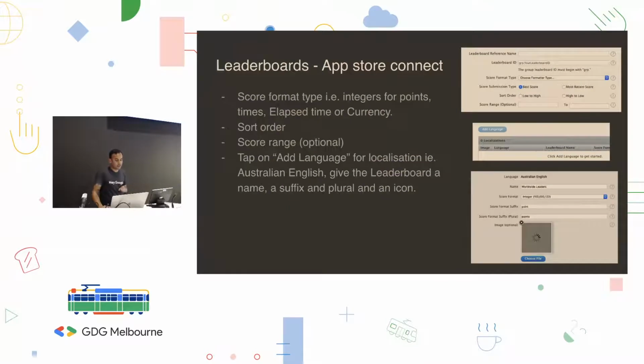Once you've done that, again, the steps are the same. You give it an icon, you give it a point metric, you give it a format, which is integer, and so on. And yeah, localization you can do out of the box as well. So you go add language, and yeah, that's pretty much how you end up making the leaderboard in iOS.